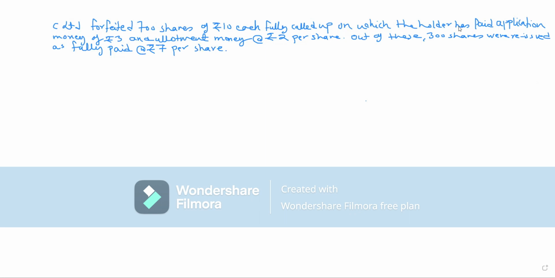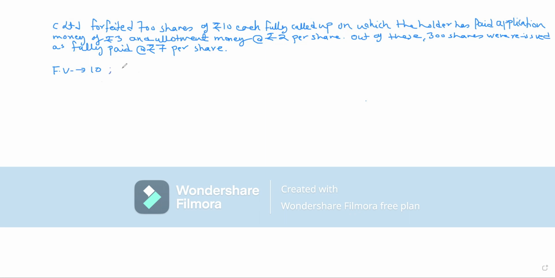Is that understood? This is the sum. Now tell me, how should I start? What should be my format? C Limited forfeited 700 shares of 10 each, fully called up. Tell me, what is the face value of the share? 10. I need people talking here. 10, sir. The face value is 10.